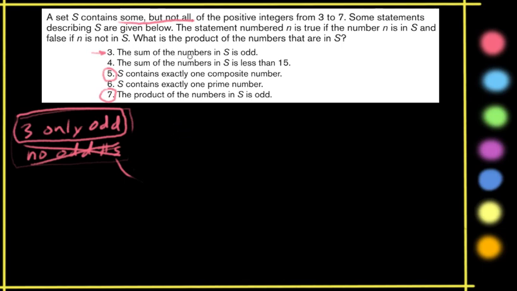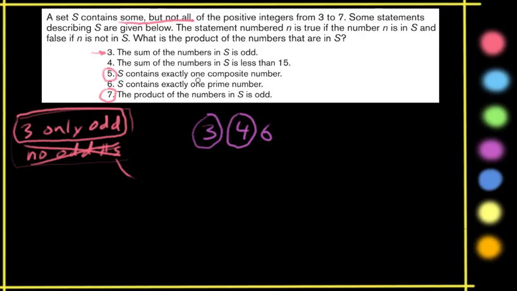3 is true. That means the sum of the numbers is odd. Okay, that makes sense because there's only one odd number. And then the evens, one says the sum of the numbers in S is less than 15. Well, even if we put both 4 and 6 in there, where we have 3 and 4 and 6, it's going to be less than 15. So that means 4 is true. So 3 is true, 4 is also true. We just need to decide about 6.